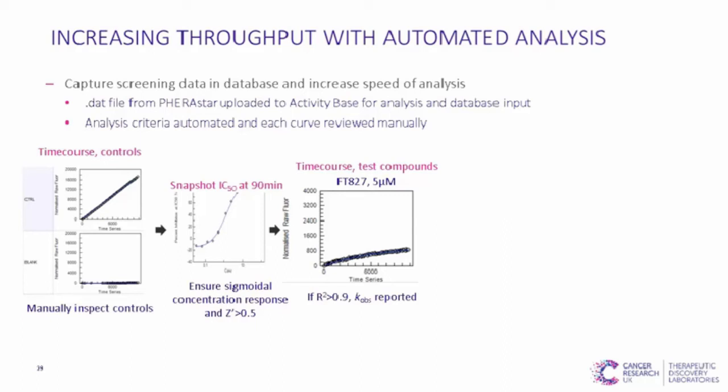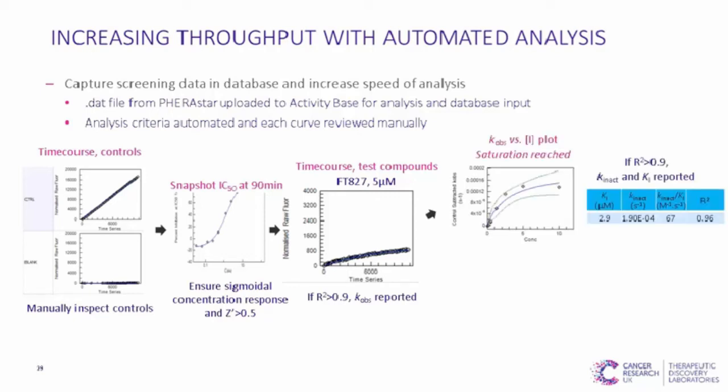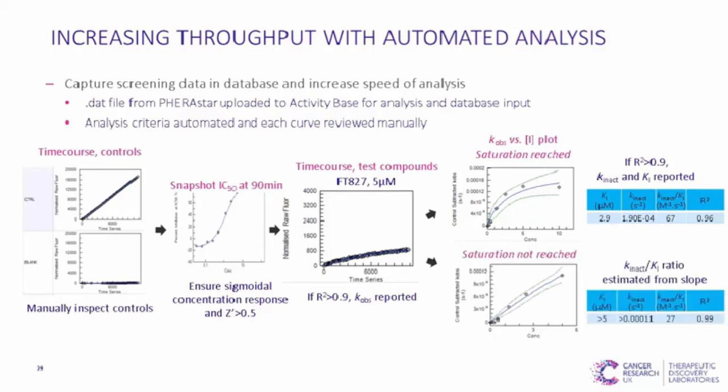The time courses for the test compounds are fitted automatically, and if the R-square of the fit is greater than 0.9, then the K-obs is reported. The K-obs is plotted against the inhibitor concentration, and if the fit is greater than 0.9, the K-inact and the Ki parameters are extracted. If saturation isn't reached, then we can still estimate the K-inact over Ki ratio from the slope of the curve.